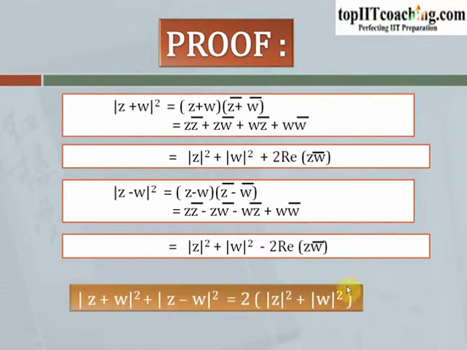Now we add both these terms. What we get? Modulus of z plus w whole square plus modulus of z minus w whole square is equal to 2 times modulus of z square plus modulus of w square. Both these terms get cancelled and this becomes double. So thus we have proved that the modulus of z plus w whole square plus modulus of z minus w whole square is equal to 2 times the square of modulus of z plus square of modulus of w.